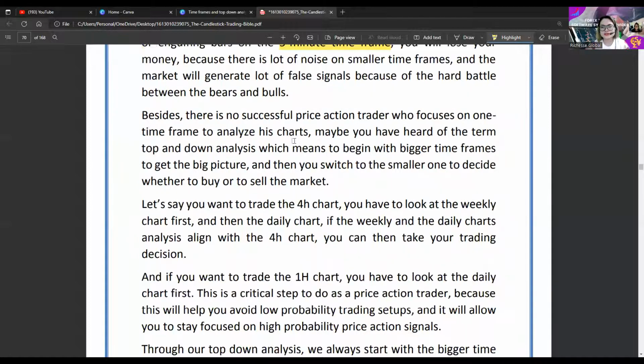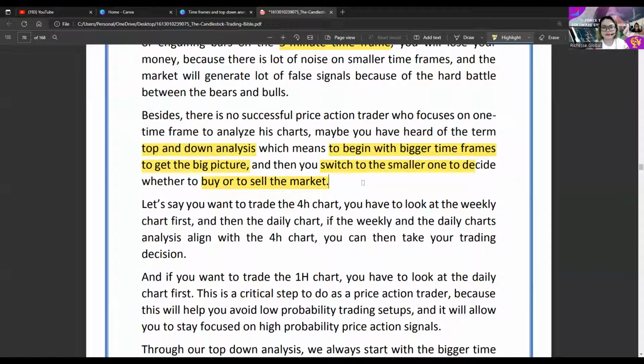Besides, there is no successful price action trader who focuses on one time frame to analyze his chart. Maybe you have heard the term top-down analysis. Kung narinig nyo na yung top-down analysis, it means to begin at bigger time frames and get the picture. Kailangan puntahan nyo muna yung mataas na time frames and then switch to the smaller one to decide where to buy or to sell the markets. Yun po 'to. And I hope familiar na tayo dito.